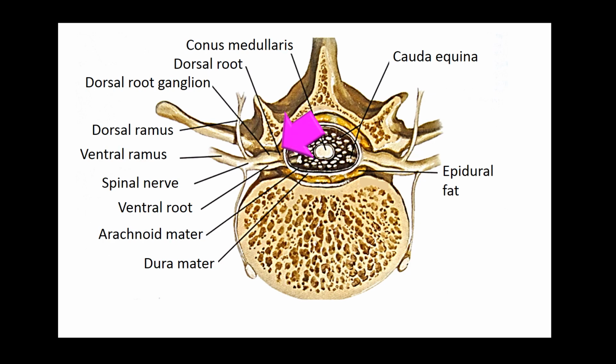where we would see the dorsal root, the dorsal root ganglion, the ventral root, and the spinal nerve.